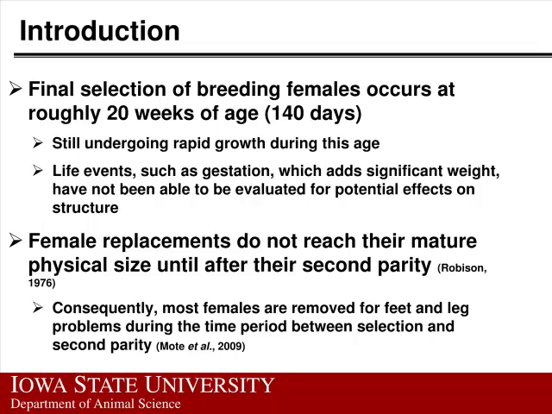So female replacements do not reach their mature physical size until after their second parity. And like we saw previously in those removals and culls, 20.3% of the animals get removed before this time frame anyways. Likewise, culling, it's been shown from an economical point of view that these animals normally don't pay for themselves until after their third parity as well. So we're losing a lot of opportunity, especially in genetic improvement as well, which is one of the reasons that I wanted to look at it.